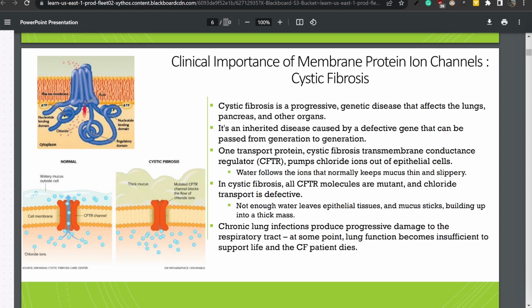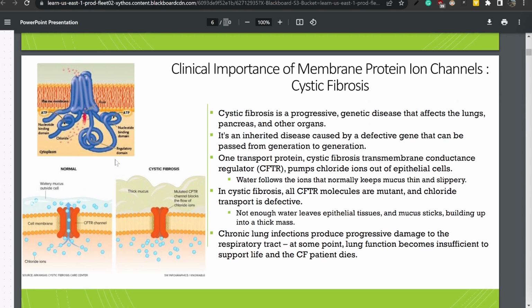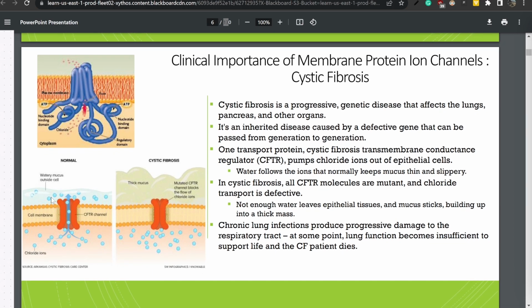Clinical importance of membrane protein ion channels: cystic fibrosis. So this is some sort of disease. I'm just going to get the main idea of what's going on here. I see this picture where chloride ions aren't able to move through, but over here in cystic fibrosis, these chloride ions are not going to go through. I know that chlorine is important for sending information. What is chlorine important for?